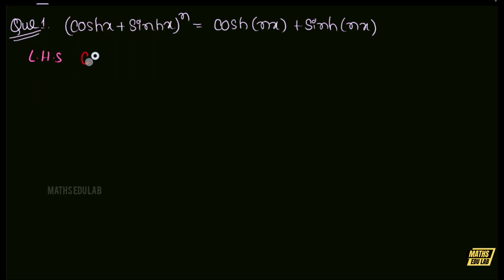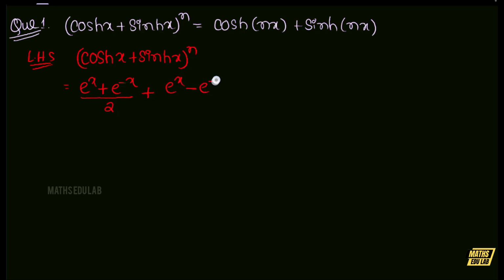So the given value is (cosh x + sinh x)^n. So we know the formulas of cosh x and sinh x. Then I can write it as ((e^x + e^(-x))/2 + (e^x - e^(-x))/2)^n.